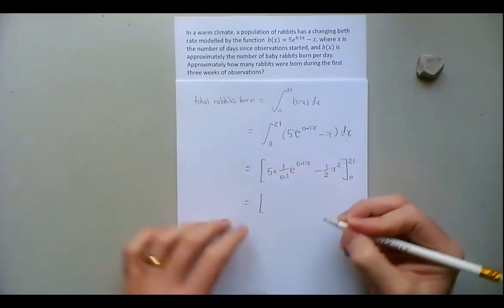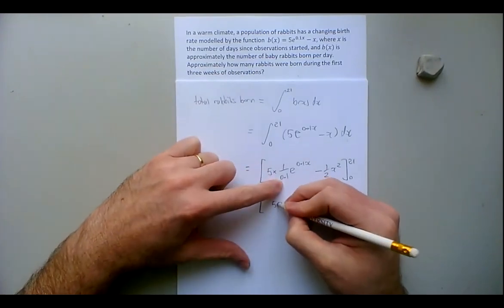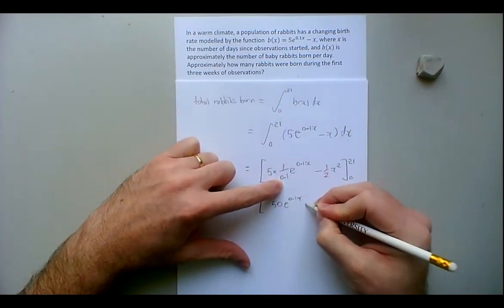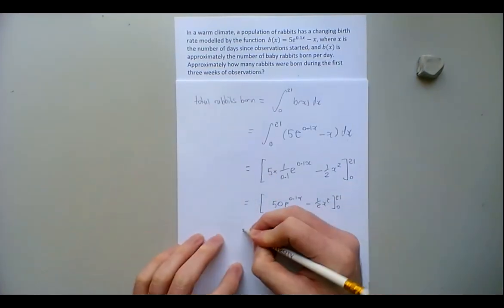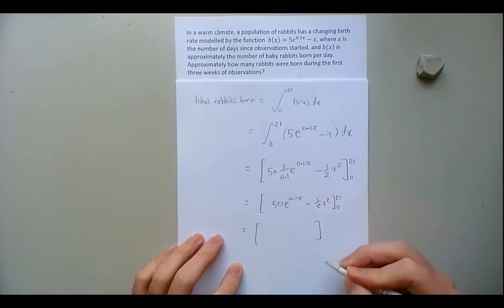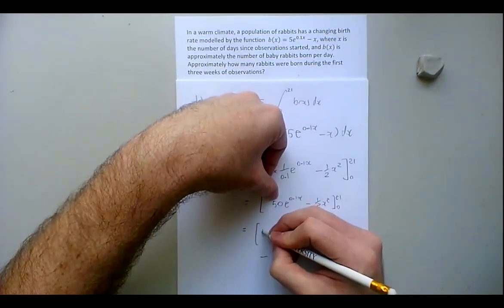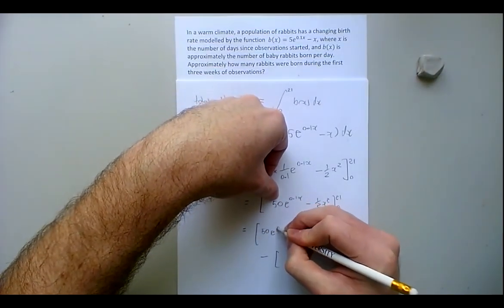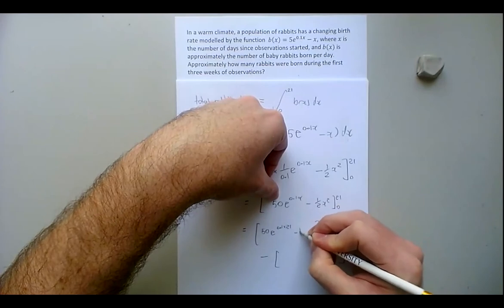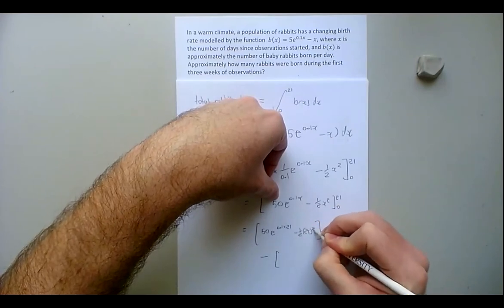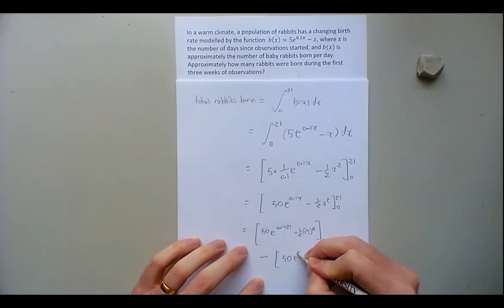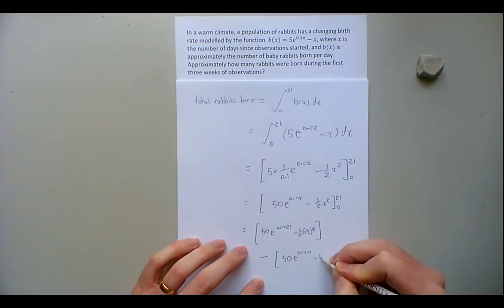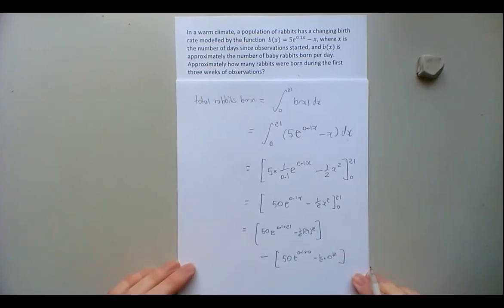But just let me do a little calculation. 5 divided by 0.1 is 50, minus a half of x squared, 0 to 21. Okay, so I'll put in what I get with 21 and I'll put in what I get with 0 and I'll subtract them. So 50e to the power of 0.1 times 21 minus a half of 21 squared. It's interesting. And 50e to the power of 0.1 times 0 minus a half times 0 squared. Okay.